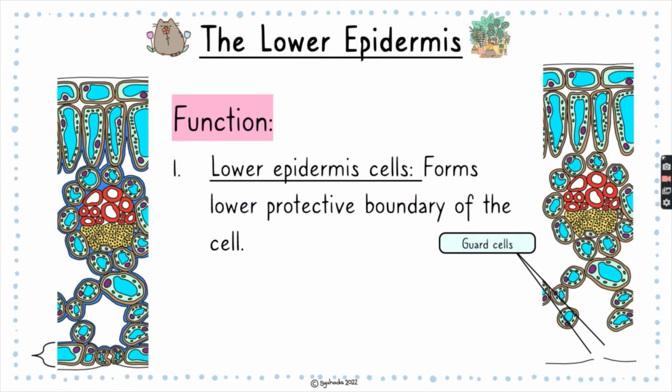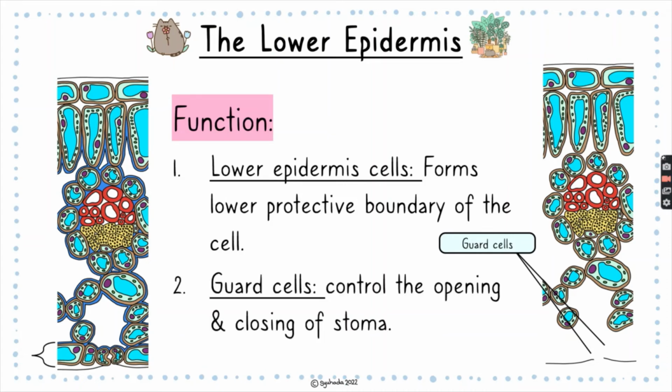The function of the lower epidermis is to form a lower protective boundary of the cell, and the guard cell's main function is controlling the opening and closing of stoma. And this actually is included in allowing gas exchange to occur.